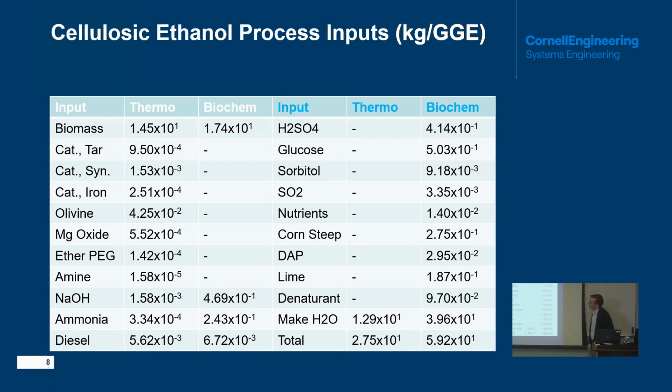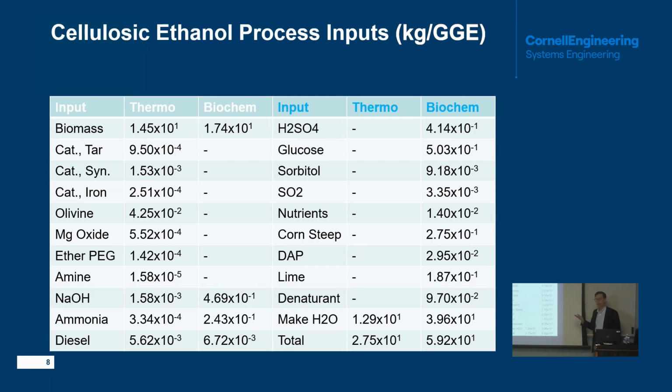And so what you can see, the biochemical in total has a lot more, right? So there's a lot more mass going in, a lot more makeup water, and a lot more biomass going in, right? So in terms of efficiency of just mass, it's not very efficient. There are certain inputs that are particular to the thermo process, right? Catalysts and these few here. But otherwise, the majority of this biochemical process is using a lot more inputs.